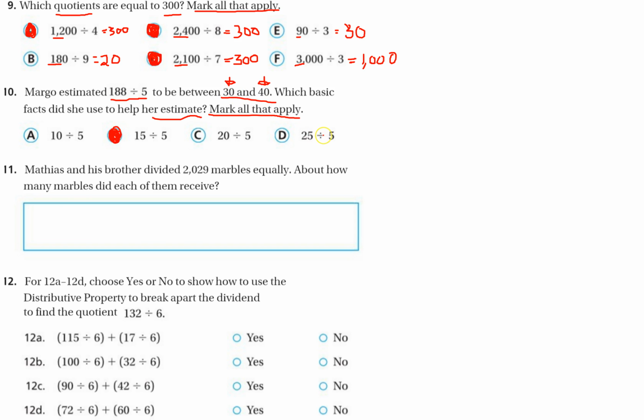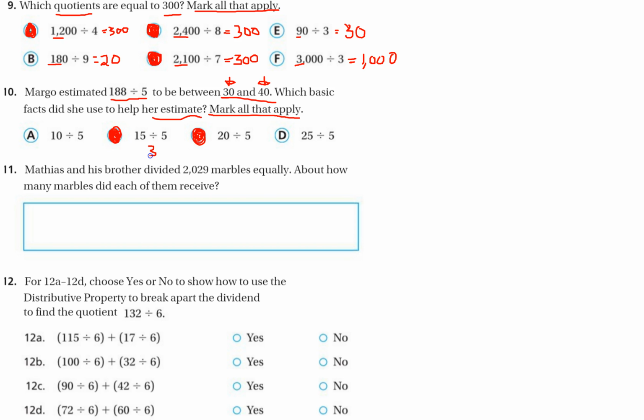And then this equals 5. I don't see any 5s up here. This equals 2. I don't see any 2s up here. 20 divided by 5, that is 4. I see a 4. Add my 1 zero, 40. So she used these 2 basic facts.